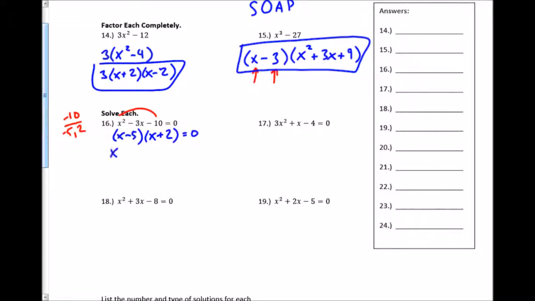And then you simply set each factor equal to 0, x minus 5 equals 0, x plus 2 equals 0. And you solve each. Here I add the 5, so x equals 5. Here I subtract the 2, x equals a negative 2. And that's it. Okay, those are my two answers.